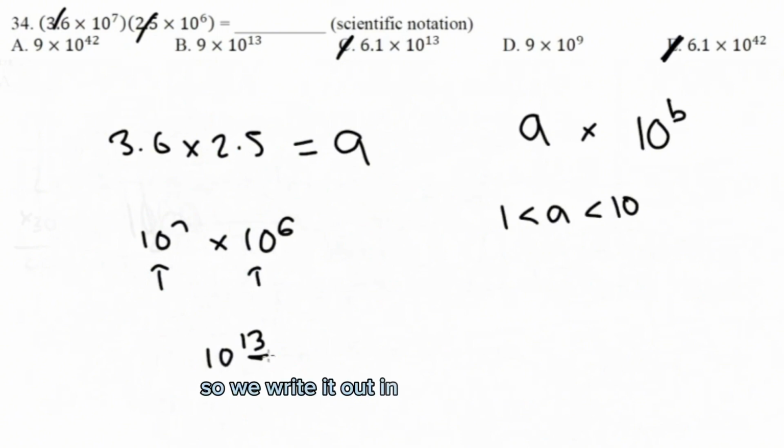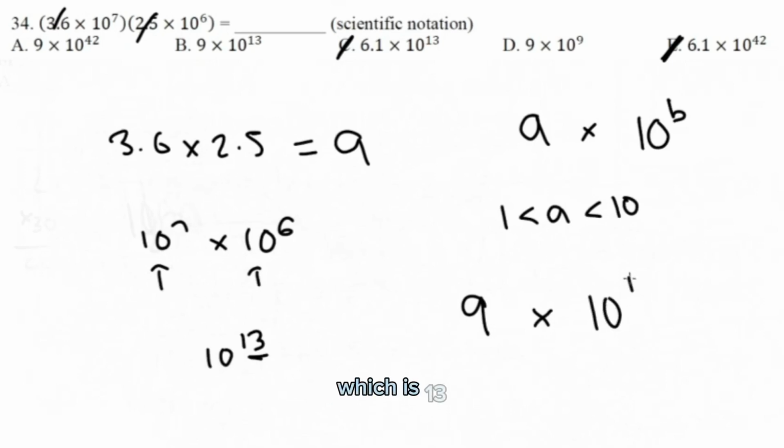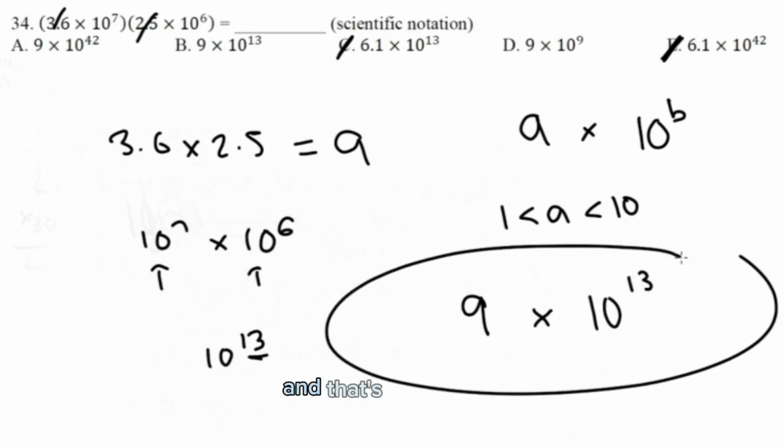So when we write it out in scientific notation, our a value is 9, then times 10 to the power of b, which is 13. And we'd get that, and that's our answer.